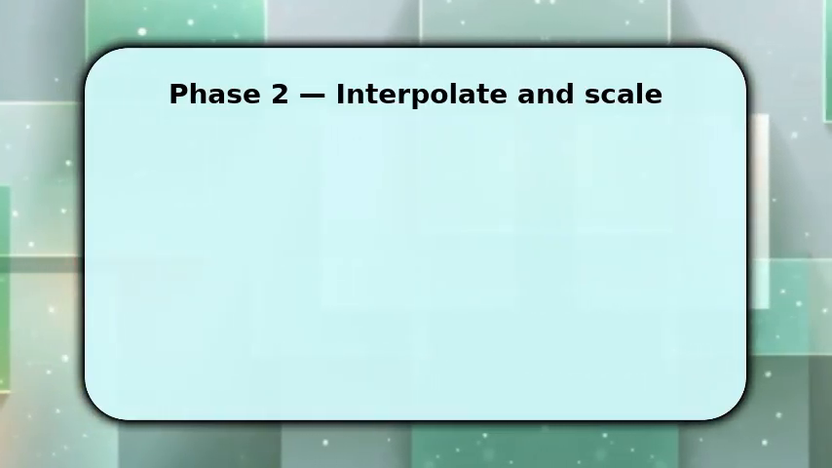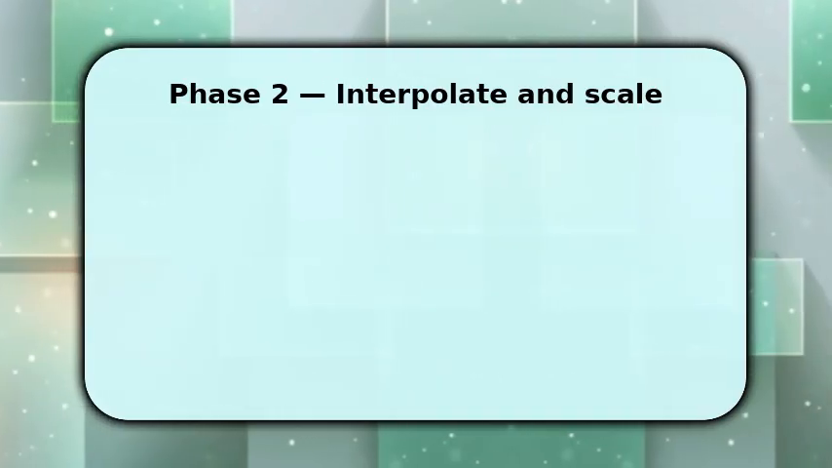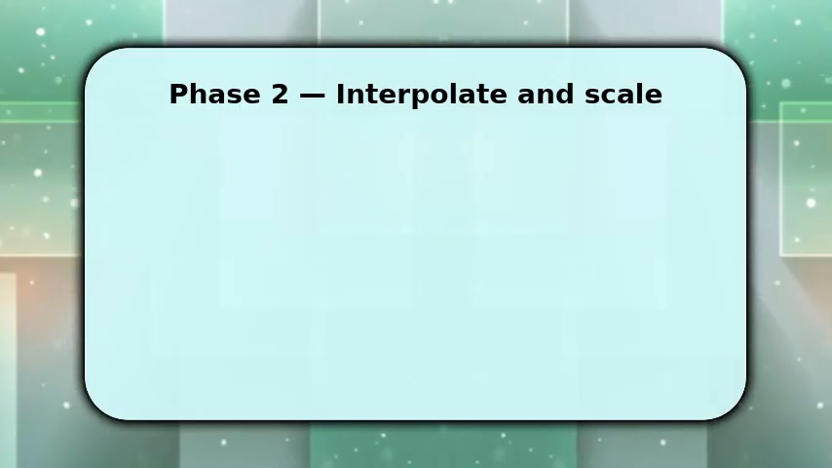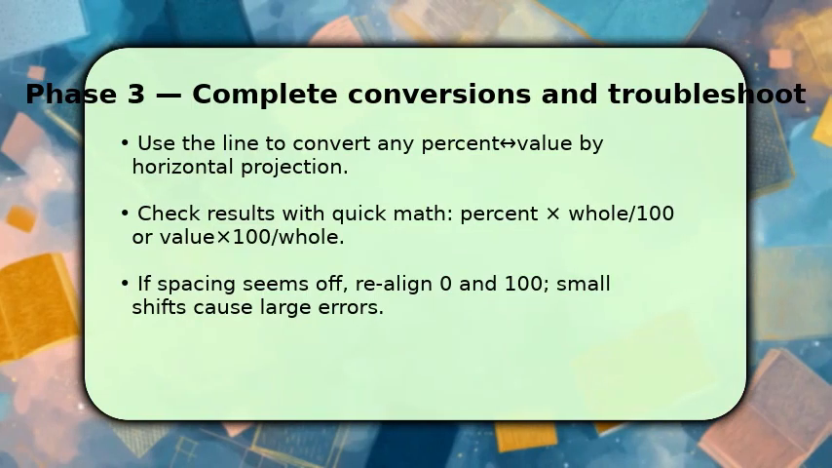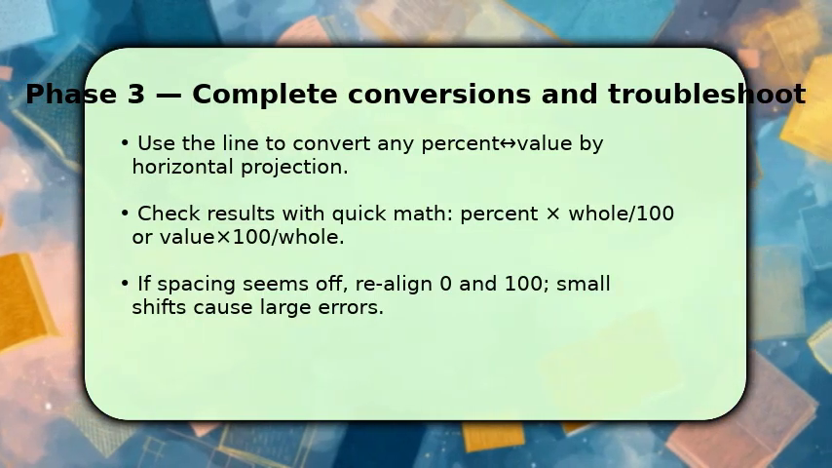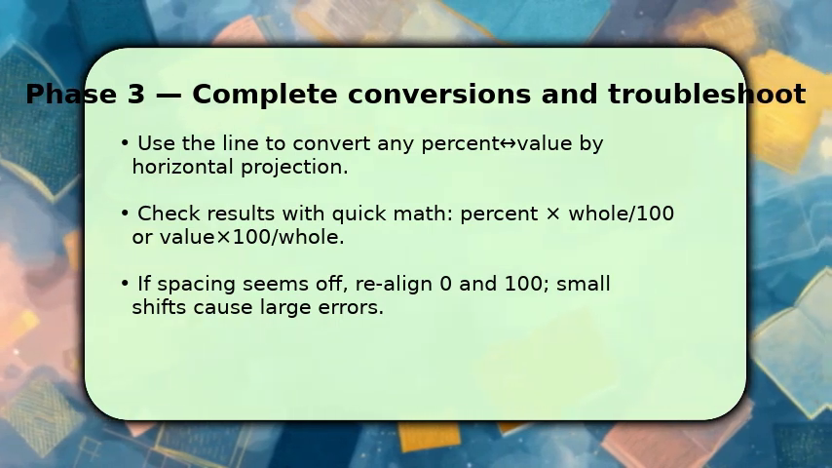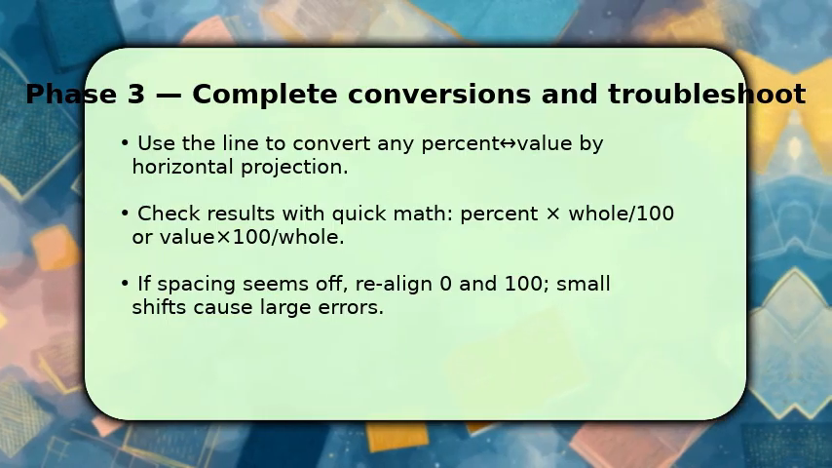Slide horizontally to the top line, read off the corresponding quantity, and verify with a quick calculation to ensure consistency. You finish by using horizontal projection. Pick a percent on the bottom, draw up to the top, and read the converted value or go down to get the percent for a value.